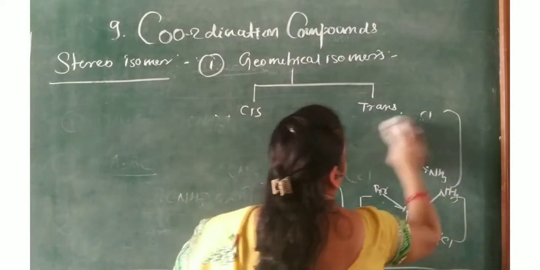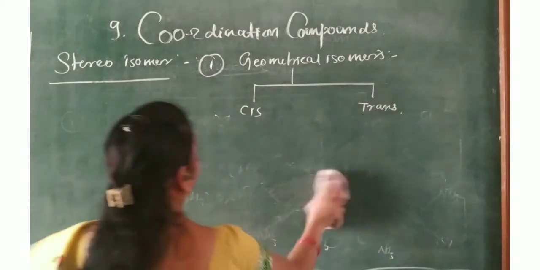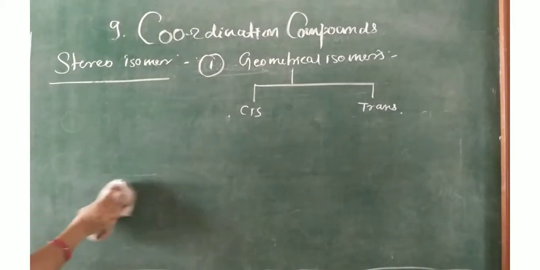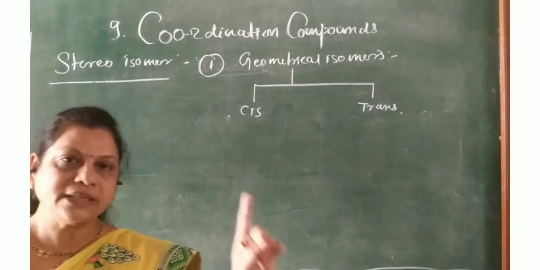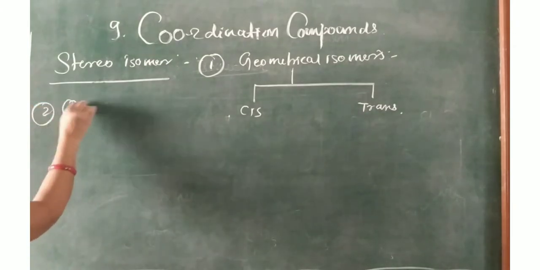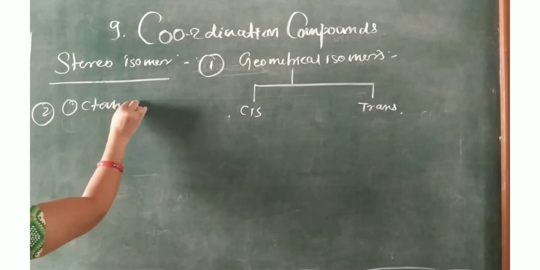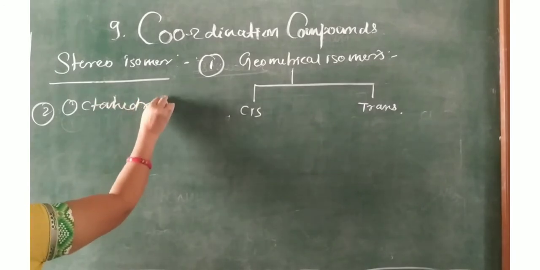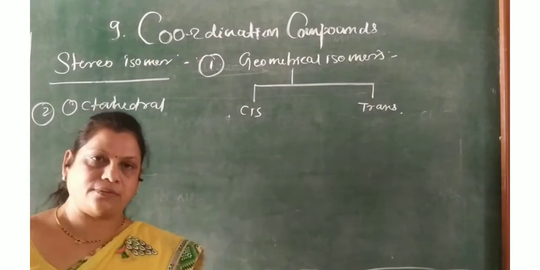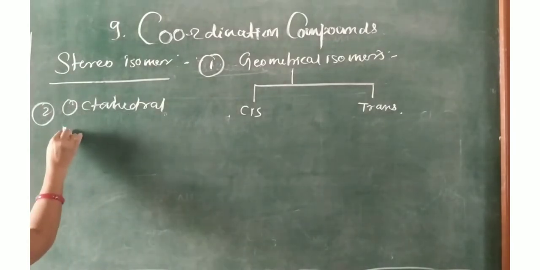Cis and trans isomers. कुठलं पाहतोय आपण? Geometrical isomers. In geometrical isomers, first one type is square planar, and second one type is octahedral. Octahedral means having coordination number 6.